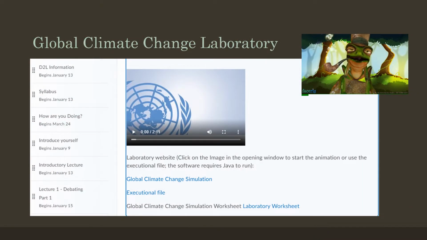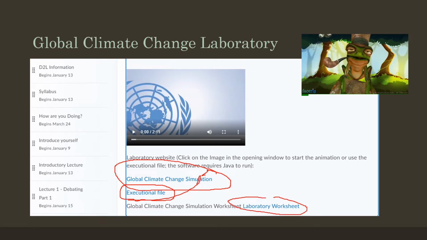So when you go to our D2L site for the class, you'll see two important features. One is going to be the simulation, which you'll just click on the hyperlink for. And there's also an executable file, though I don't know if it will still work, because that's an older variation of the activity. If you still have Java on your computers, that will work, but this one should always work. Plus, there's your laboratory worksheet, and answer all the questions, and I'll show you where the questions are.